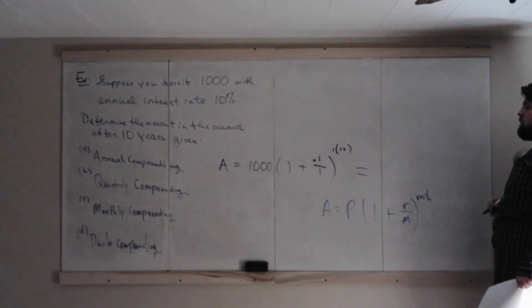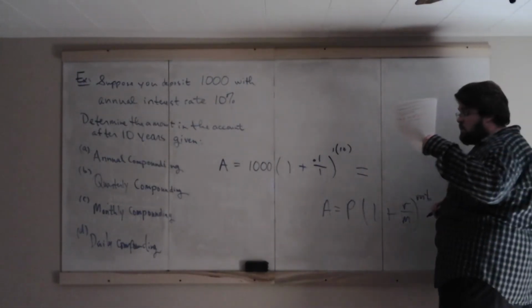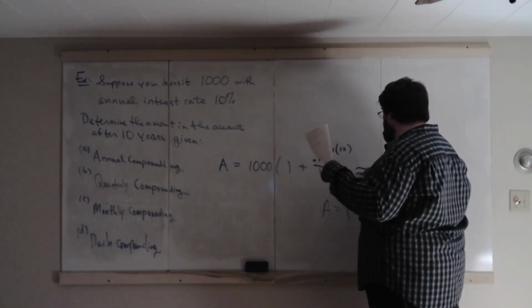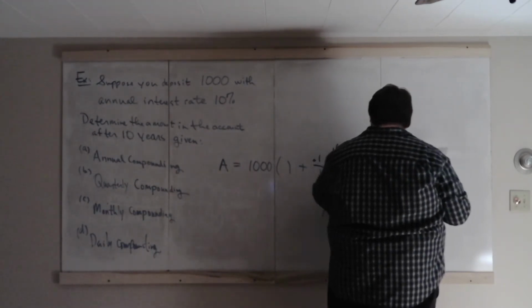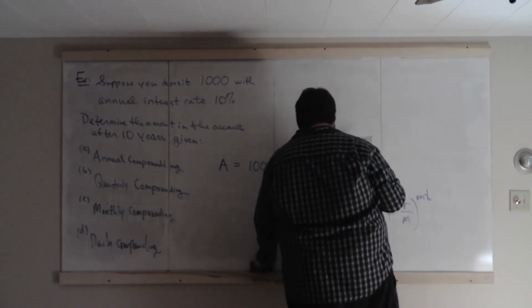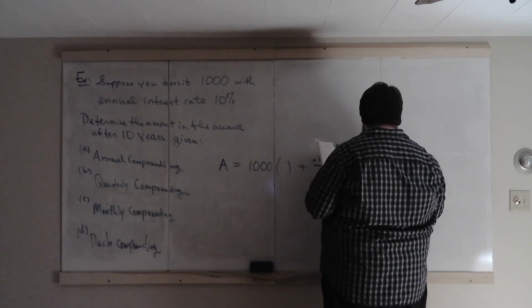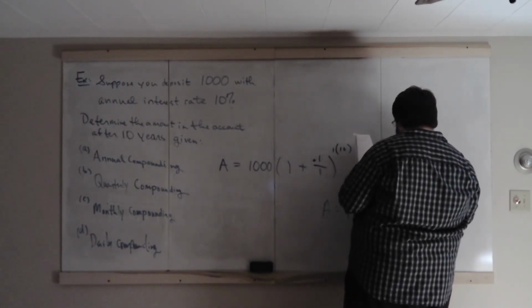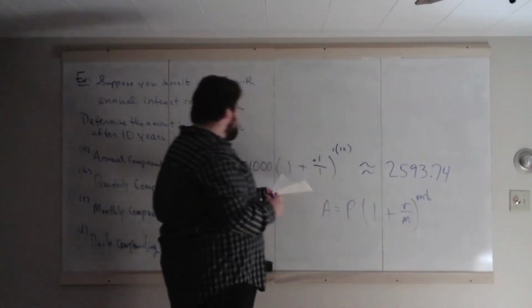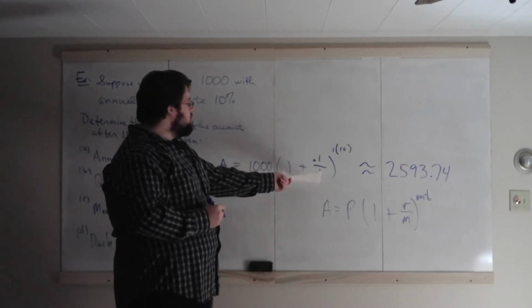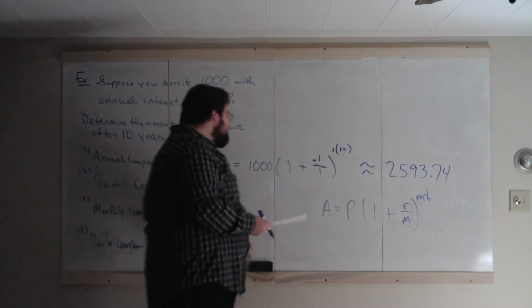So 1,000 times 1 plus 0.1 to the 10 is approximately, well, actually, for these first two, I'm going to simplify. This is approximately $2,593.74. I was going to write that this simplifies in the middle to 1.1 to the 10th, so this equals 1,000 times 1.1 to the 10th. I'm not going to write that. I'll just do the calculation.